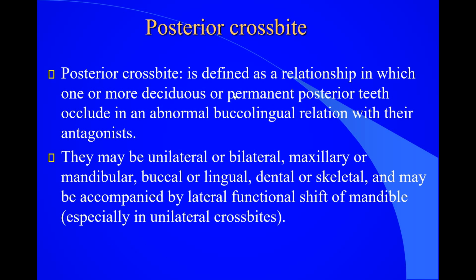Posterior crossbite is defined as a relationship in which one or more deciduous, primary or permanent posterior teeth occlude in an abnormal buccal-lingual relation with their antagonists. They may be unilateral or bilateral, maxillary or mandibular, buccal or lingual, dental or skeletal, and may be accompanied by lateral functional shift of the mandible, especially in unilateral crossbites.